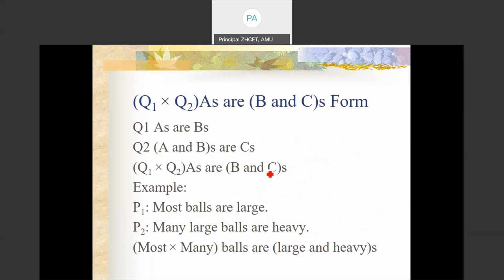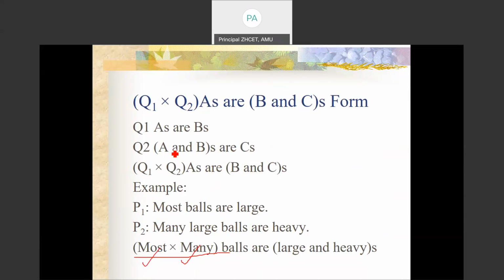Now the Q1 into Q2 A's are B's and C's form. Let us take an example first and then we'll come back to it. P1: most balls are large. P2: many large balls are heavy. Now the question comes, how many balls are heavy? So we see that most into many balls are large and heavy. If the question is how many balls are large and heavy, I'll have to compute using words, computing with words, most into many. Give me the membership function of most, give me the membership function of many. I'll do fuzzy multiplication and I can give you the answer depending on what kind of membership function you have provided for most and many.